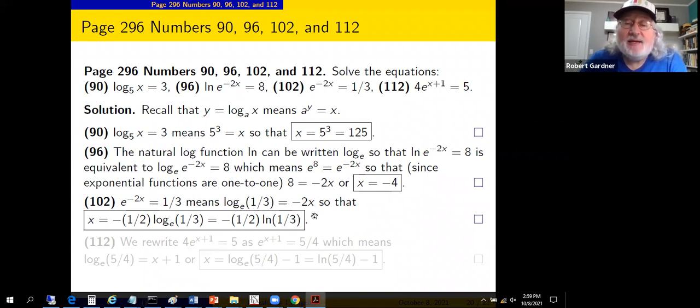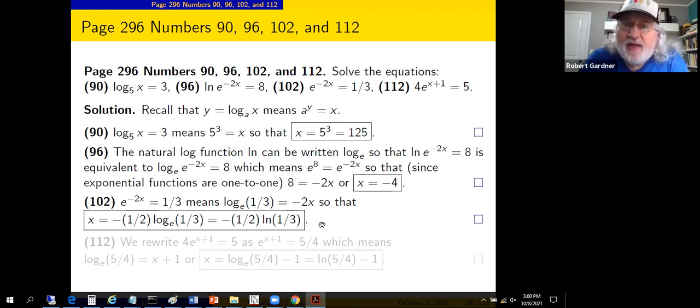Now we can get to the x. The only thing in our way is a negative 2. We'll divide both sides by negative 2, and that will produce x equals negative 1/2 of this, negative 1/2 log base e of 1/3. If you like, negative 1/2 natural log of 1/3.